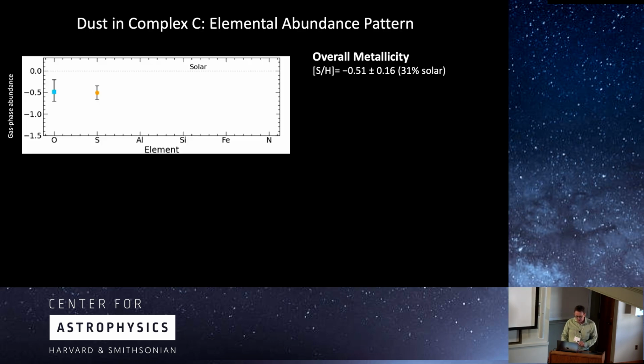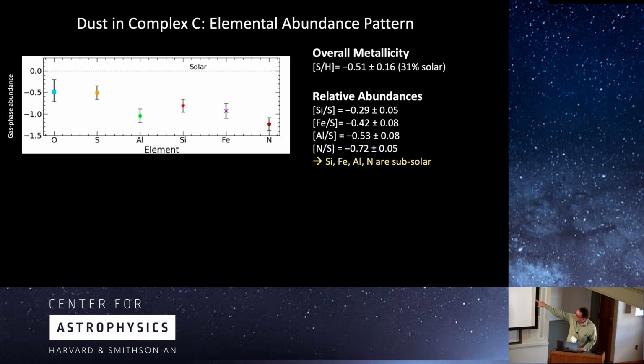So we did a chemical composition analysis, and we can look at the abundance of different elements in this halo cloud. And we find an overall metallicity of about 30% solar from oxygen and sulfur. Those are our reference elements for the metallicity. But when we look at other elements covered by our data, we find what are called depletions, right? We find sub-solar abundances of aluminium, silicon, iron, and nitrogen. So what's going on here? Well, the usual interpretation of these sub-solar abundance ratios is dust depletion.